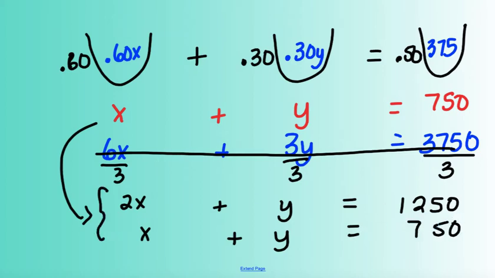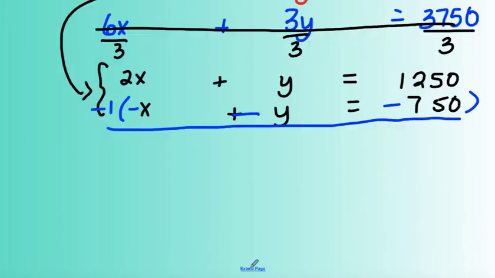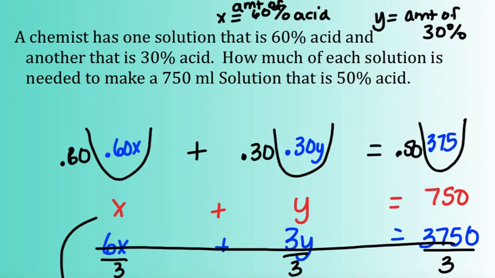Nice and easy. All I have to actually do is multiply the bottom or the top by a negative number, a -1. So I multiplied the negative 1 to the bottom, which made this negative, and this negative. So now I can add these equations together, and I get 2x minus x, which gives me x. The y's get eliminated, and I'm left with 500. All right, so there are 500 mLs of the 60% solution, which means there's 250 mLs of the 30% solution.